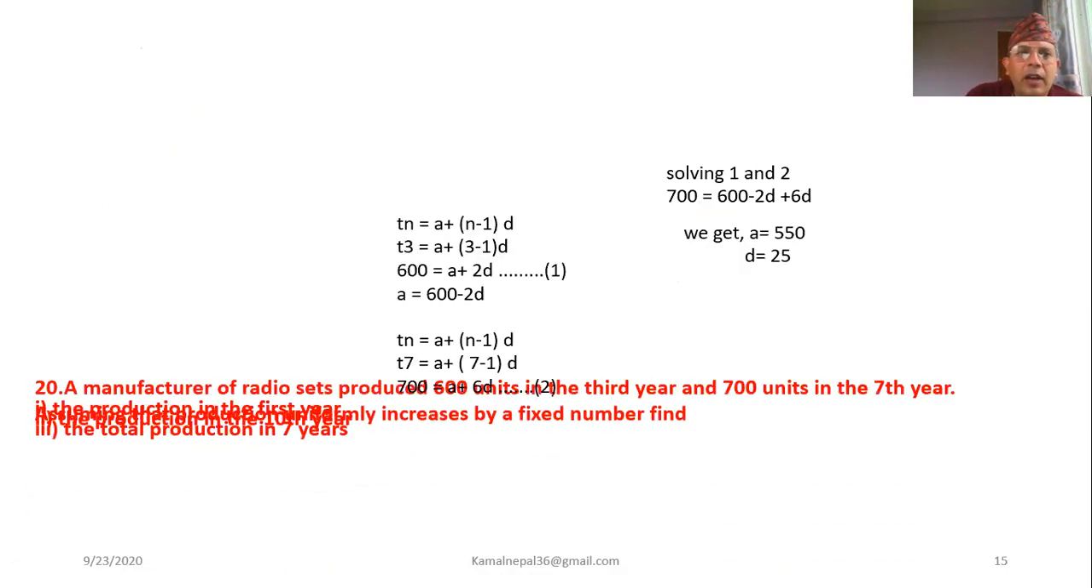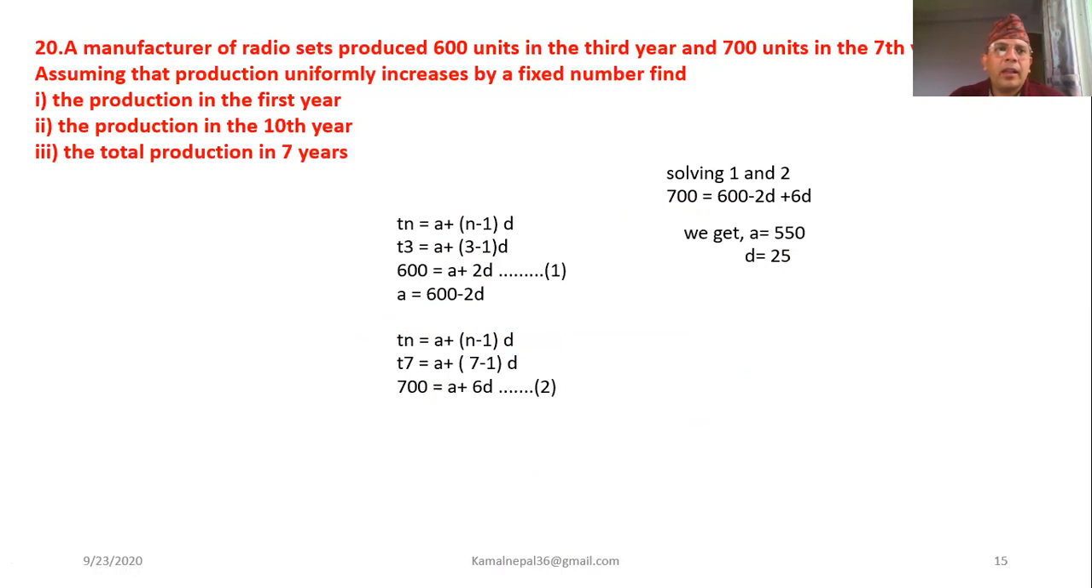Okay. Now I want to do question number 20. A manufacturer of radio sets produces 600 units in the third year. It is T3, and 700 units in the seventh year. T7 is equal to 700.